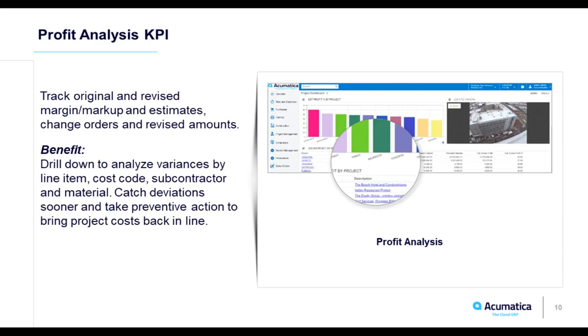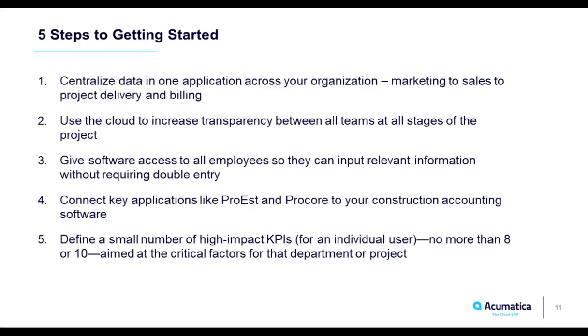The benefit that that's going to provide is showing you how to analyze variances by those cost codes, by subcontractor, by labor, by material, by line item, allowing you to see if there are any deviations sooner rather than later and take action to bring those project costs back in line. Having access to that data in real time and being able to gain a view into your project, whether it's a future view, current view, or let's say you wanted to look at the project status from a WIP perspective a month ago, you have the ability to do that. And that's what these KPIs are going to help you do.